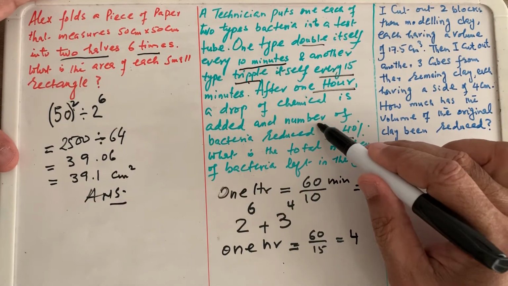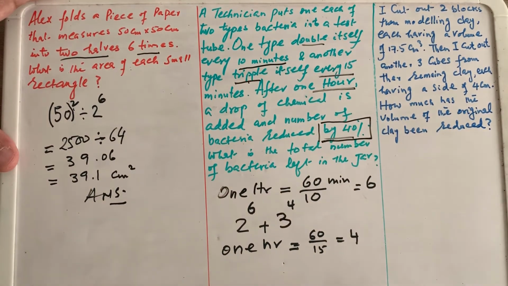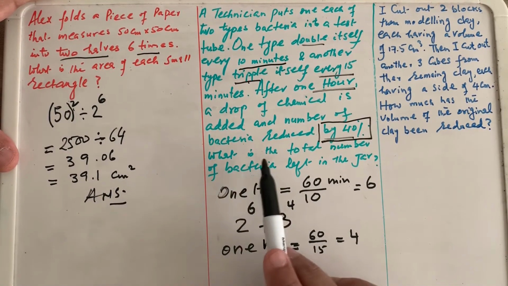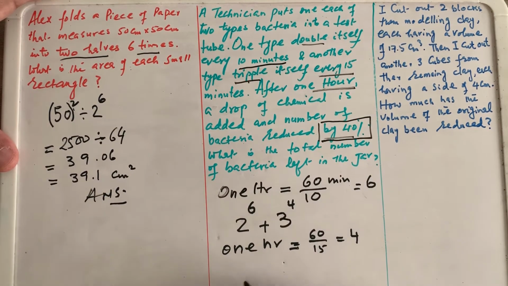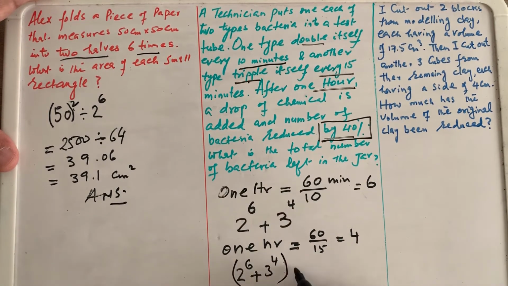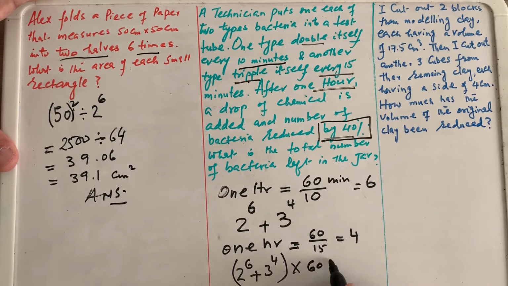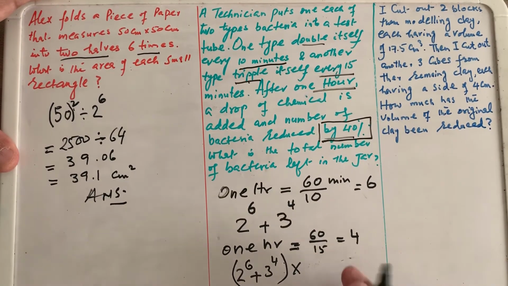40%. So reduced by 40%. So 40% is gone, but 60% is remaining in the jar. And that is what the question is asking. What is the total number of bacteria left in the jar? So what we have is 2 to the power 6, 3 to the power 4. And what is left inside is 60%. You can write 60% as 60 divided by 100, which is 0.6, right? So I can write 0.6 here.